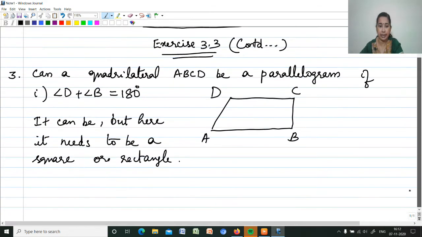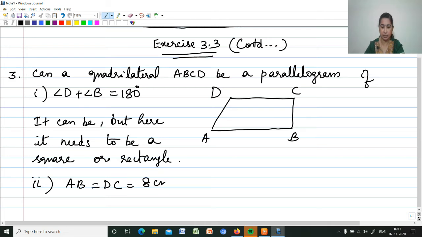Now, what about the second sub question? AB is equal to DC is equal to 8 centimeter, AD is equal to 4 centimeter, and BC is equal to 4.4 centimeter. So, whether this can be a parallelogram. Given that AB is equal to DC, both lengths are the same. Then AD is equal to 4 centimeter, BC is equal to 4.4 centimeter. Opposite sides should also be the same in the case of a parallelogram. So it cannot be a parallelogram.